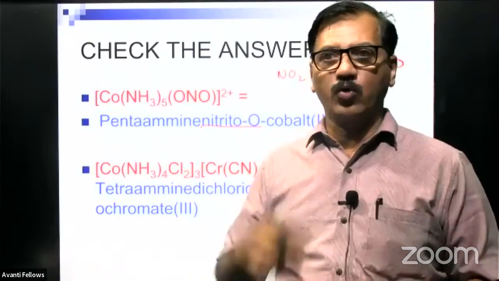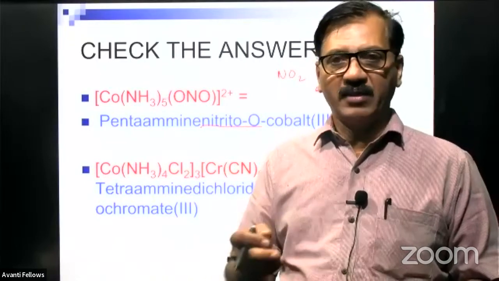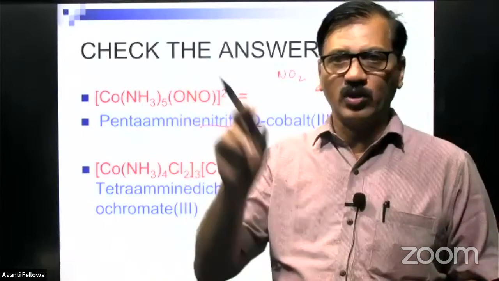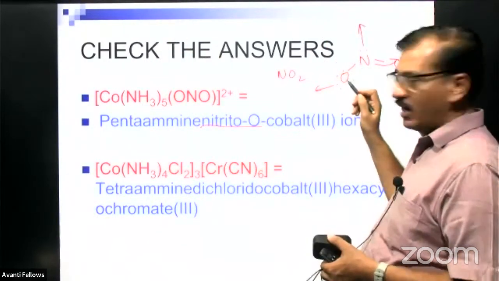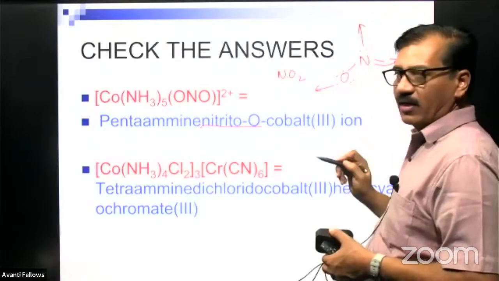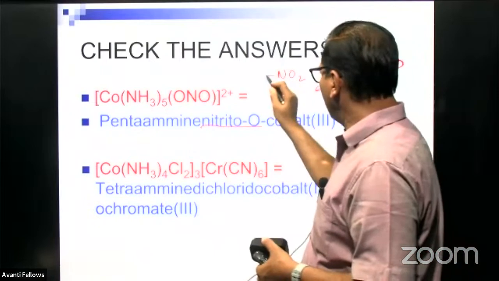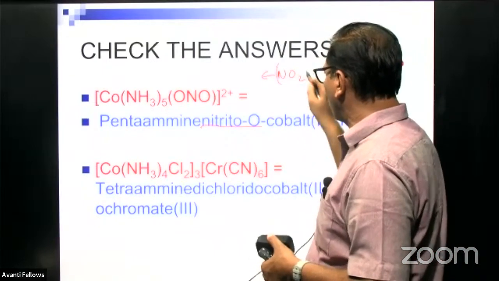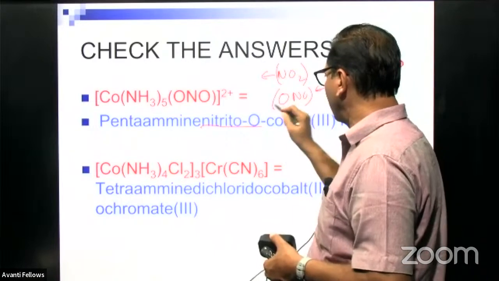Ambidentate ligands are unidentate or monodentate ligands, but they have two different donor atoms. NO2 is that kind. Either through N it can be given or through O it can be given. Whenever N is donating, it is written as NO2. Whenever oxygen is donating, it is written as ONO.